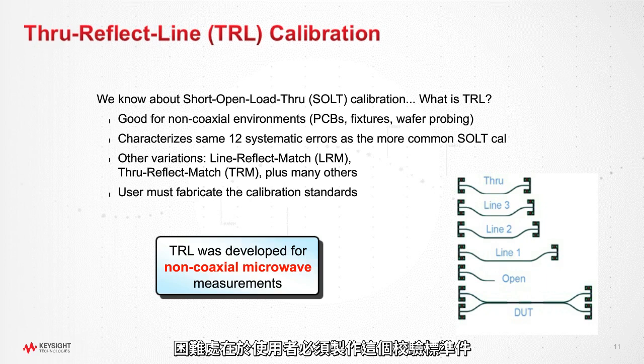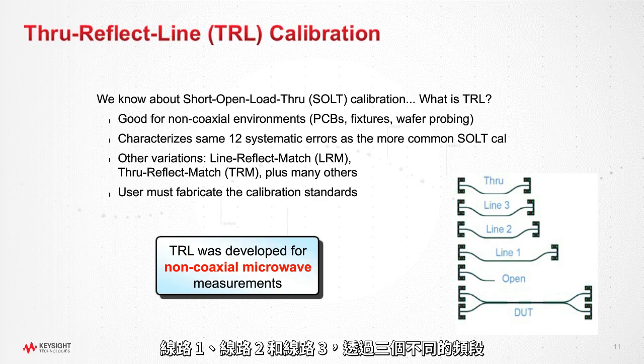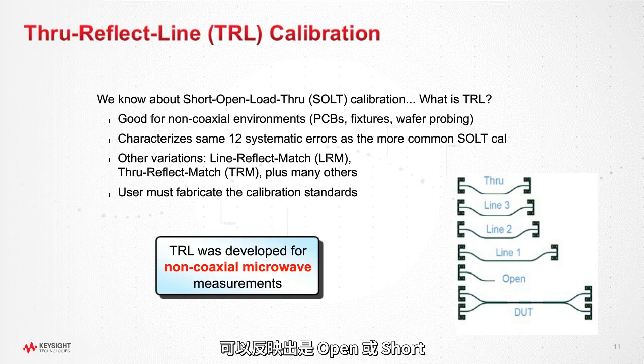The challenge here is the user must fabricate this calibration standard. In the lower right, you can see that there are 5 different standards that need to be designed and fabricated for TRL calibration: a through, line 1, line 2, line 3 for 3 different frequency bands, and then a reflect, which can be either an open or a short.